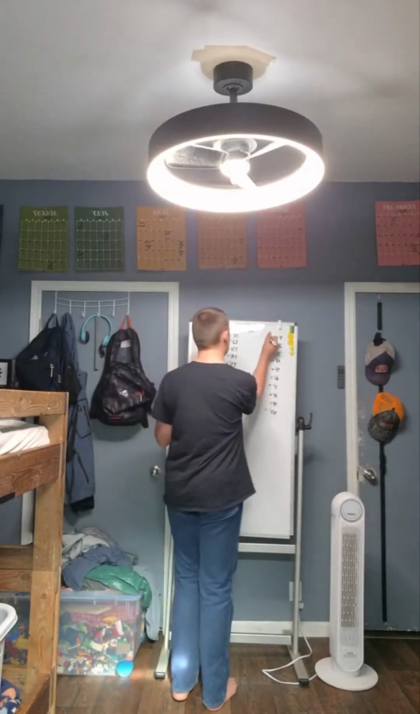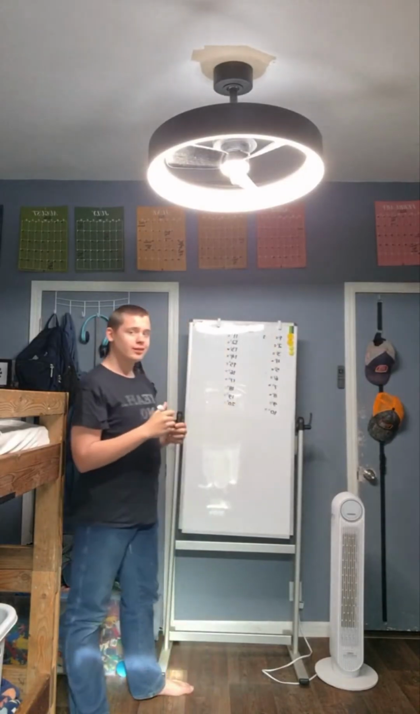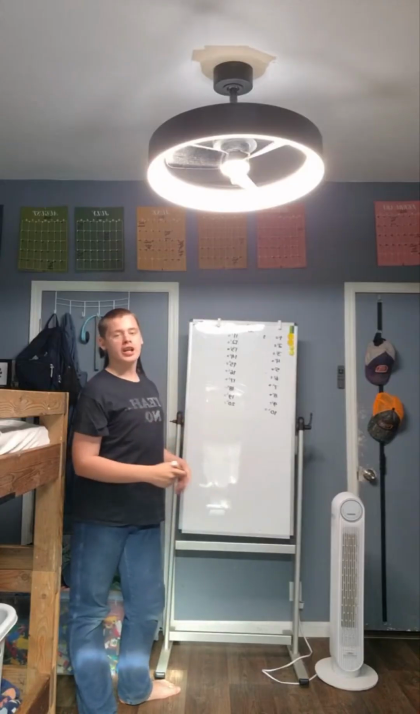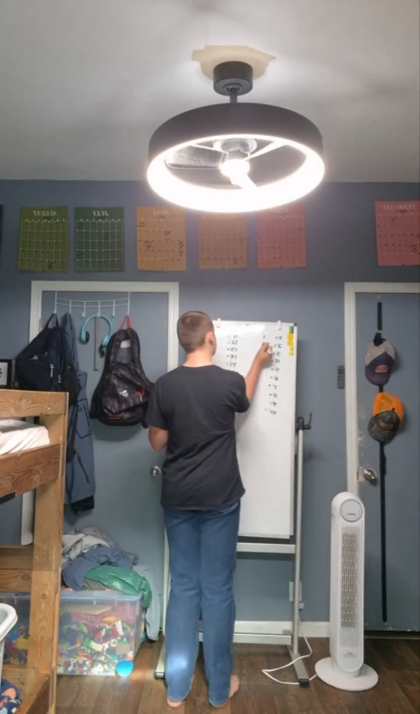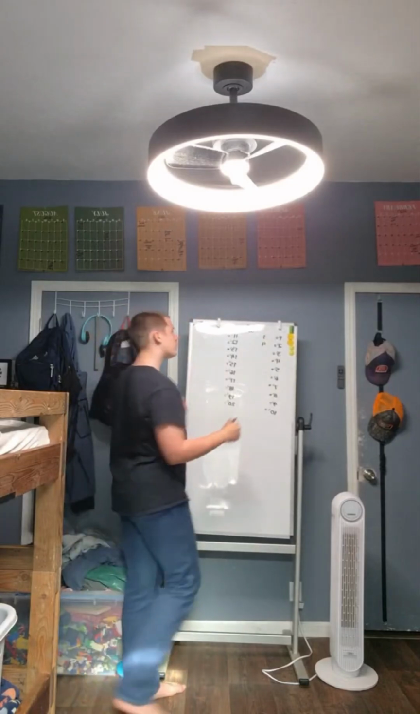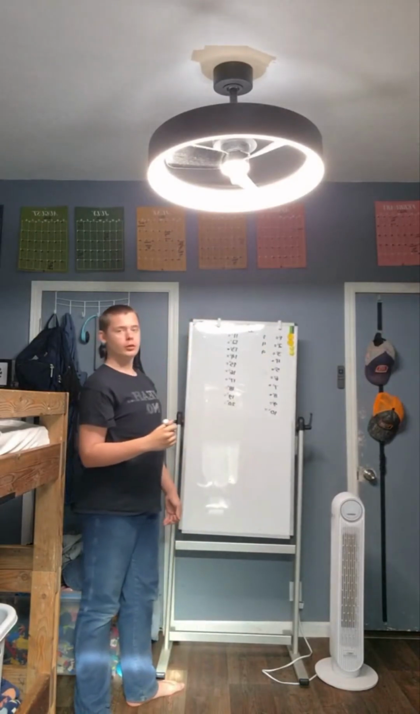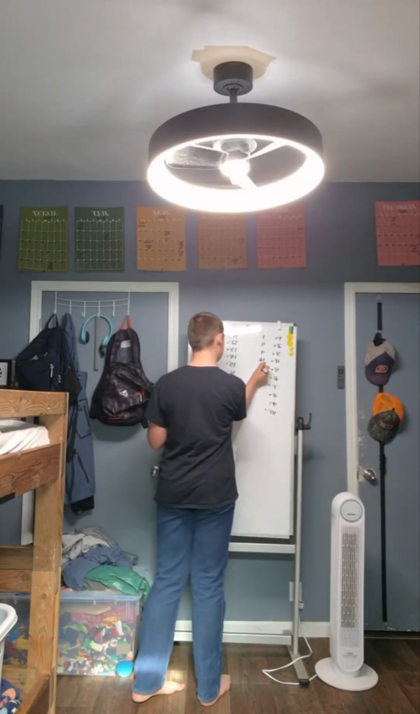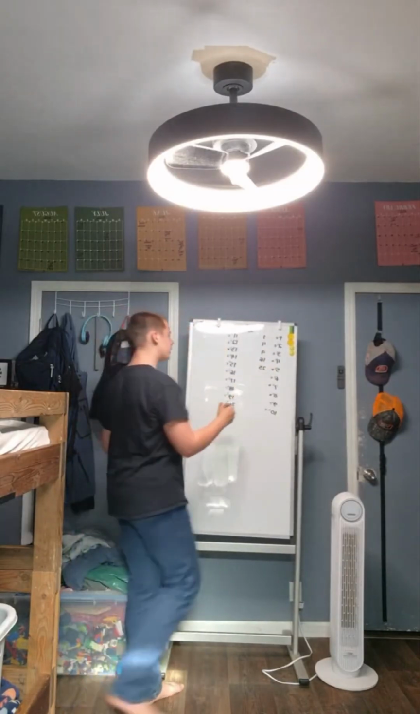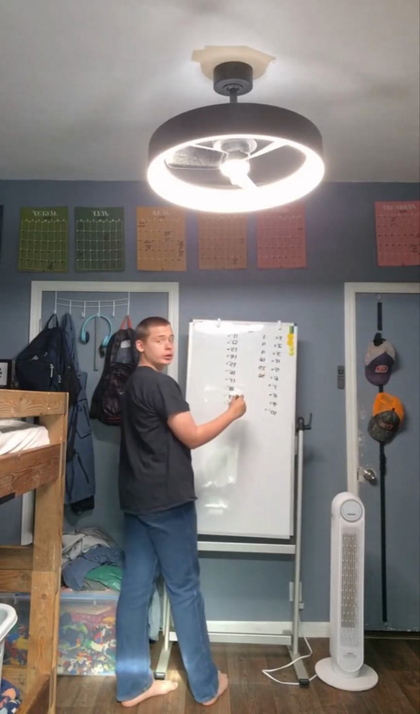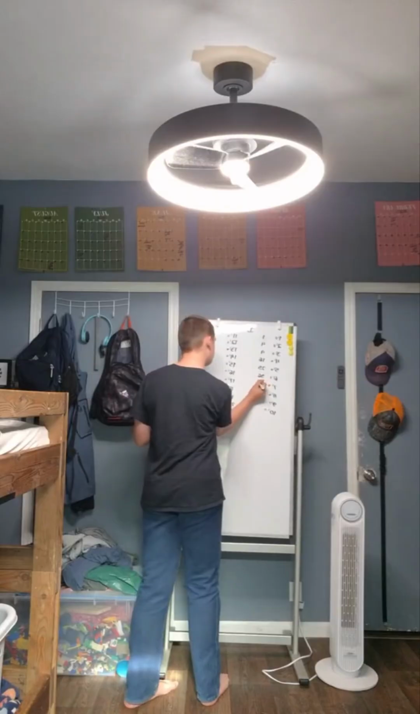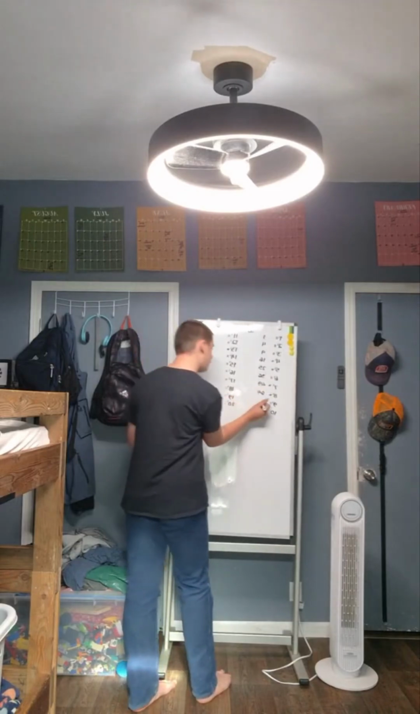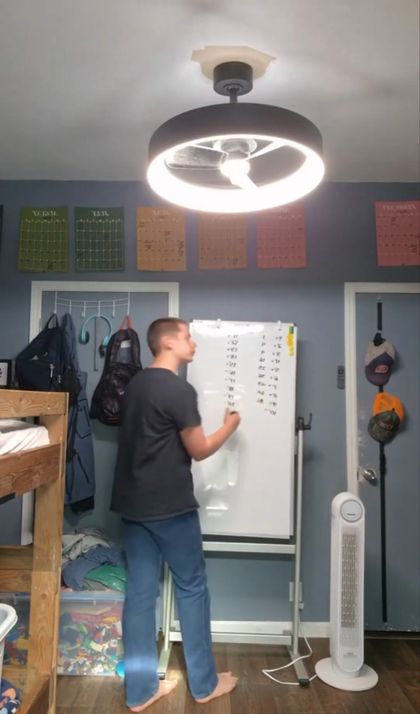Let's start. 1 squared is 1. Any number to the power of 0 is 1, but 0 to the power of 0 is undefined. 2 squared is 4. 3 squared is 9. 4 squared is 16. 5 squared is 25. 6 squared is 36. 7 squared is 49. 8 squared is 64. 9 squared is 81. 10 squared is 100.